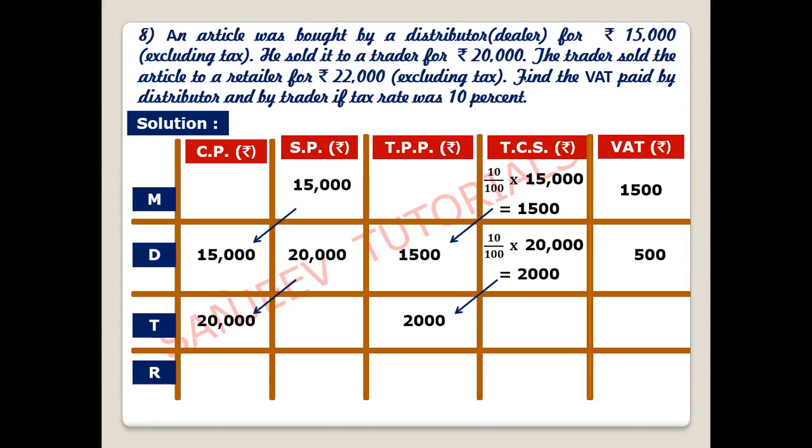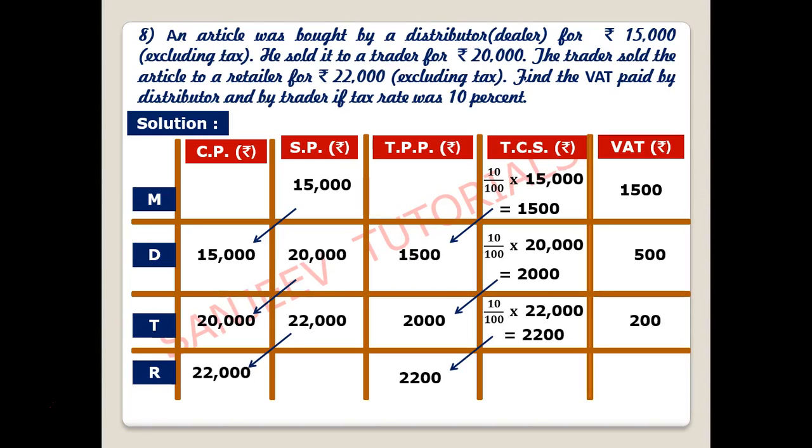Okay, now the third row for trader. For trader, selling price is rupees 22,000. This is also the cost price for retailer. Tax collected on sale by trader will be 10% of 22,000, that is rupees 2,200, and this tax is collected by trader from the retailer. VAT paid by trader will be 2,200 minus 2,000, that is 200 rupees.